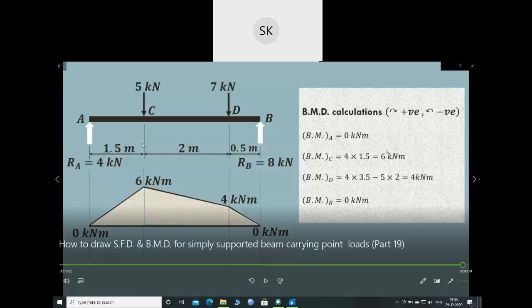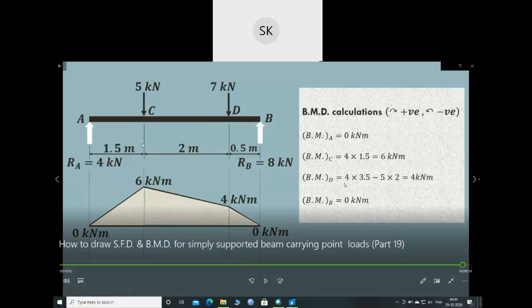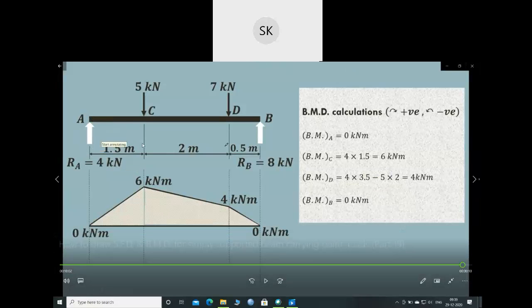Ma'am, why do we take negative 5 in bending moment at D? Because this, wait, you are talking about this. Okay, so see, you are taking moment about D. So at D, what are the forces acting? One is this Ra, this is giving you clockwise moment, so that's why positive. This 5 is the force acting in the downward direction and this is the distance, so this will give you negative moment, so that's why minus. Got it?